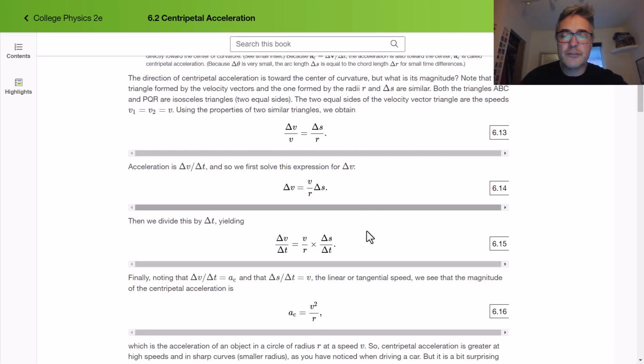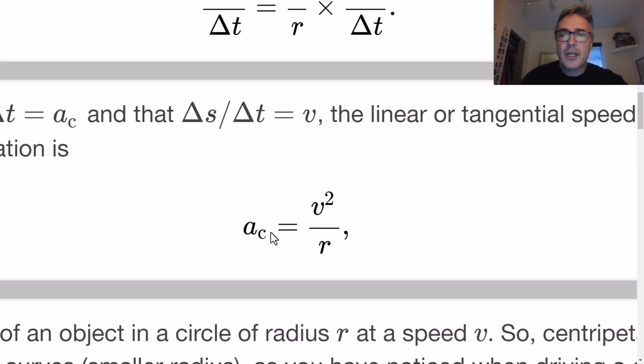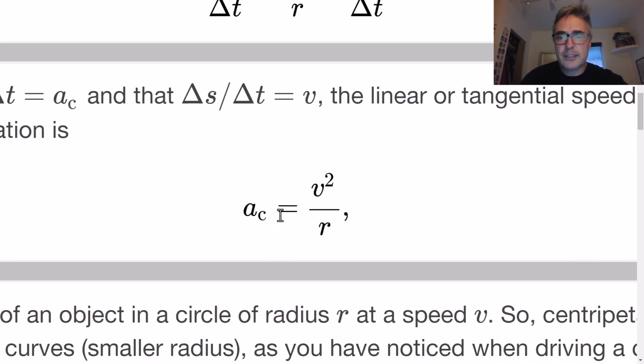They give you an argument in which they end up with an equation for centripetal acceleration: the speed squared divided by r. What that means is the faster you're going for a certain radius circle, if you double your speed, you have 4 times as much centripetal acceleration going towards the center. And the r is on the bottom here.